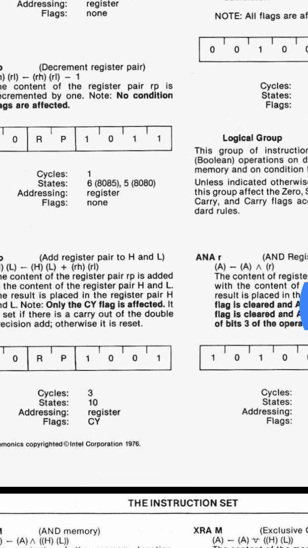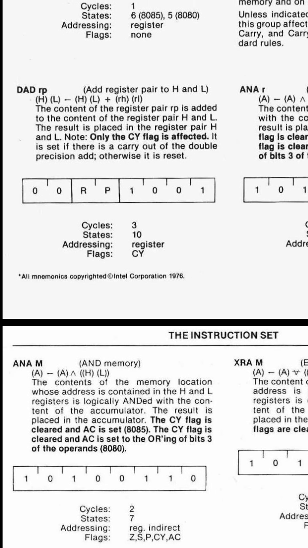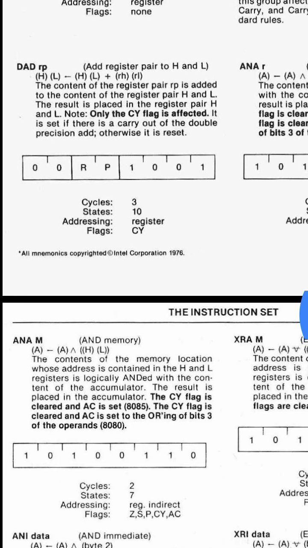Next instruction is ANA memory. The memory contents pointed to by the HL register pair will be logically ANDed with the accumulator contents, and all the flags will be affected. Carry flag is cleared and auxiliary carry is set.